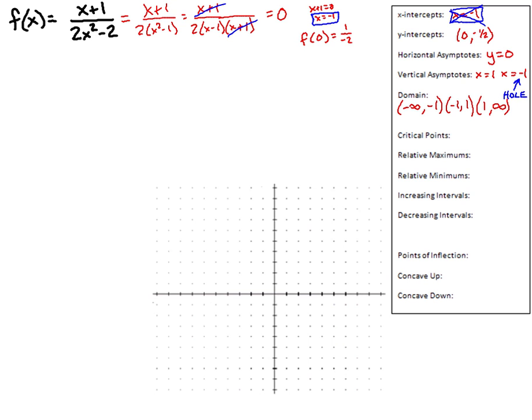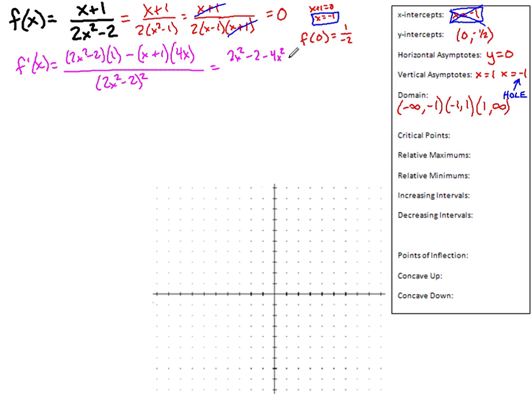All right, now we move on to the critical points, and we do that with a derivative. So I'm going to do my low d high, so 2x squared minus 2 is low, derivative of the top is just 1, minus high d low. High is x plus 1, the bottom derivative would be 4x, all over low squared, so 2x squared minus 2, that whole quantity squared. Okay, I'm going to simplify the top. I should get 2x squared minus 2, and then minus a 4x times x plus 1, all over still the same bottom, 2x squared minus 2, the quantity squared.